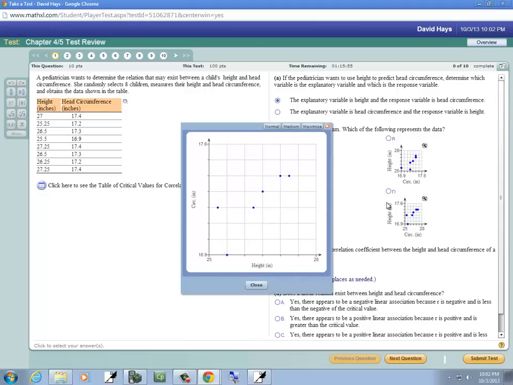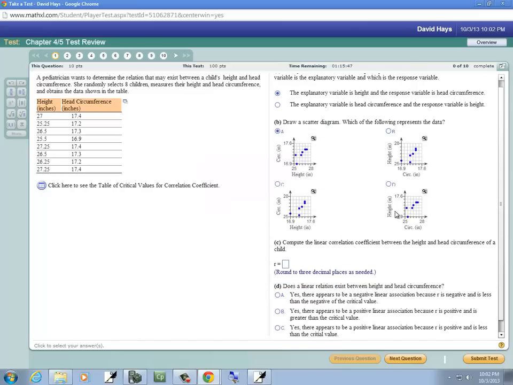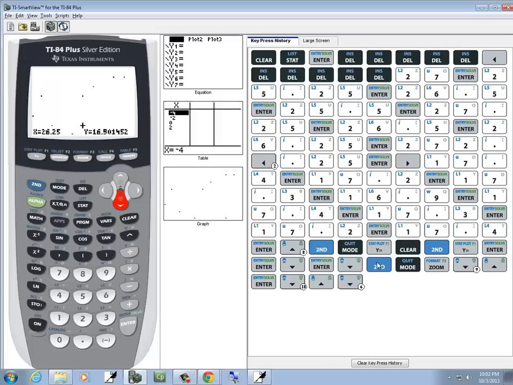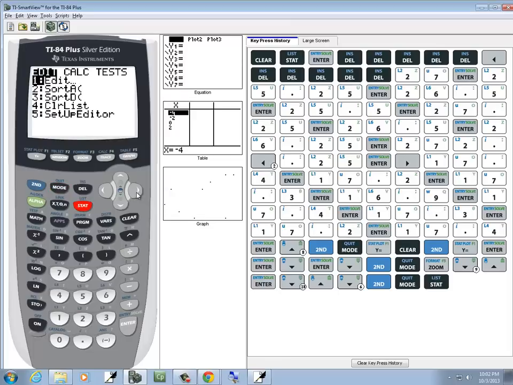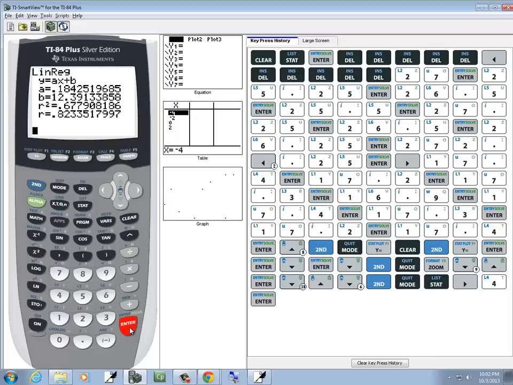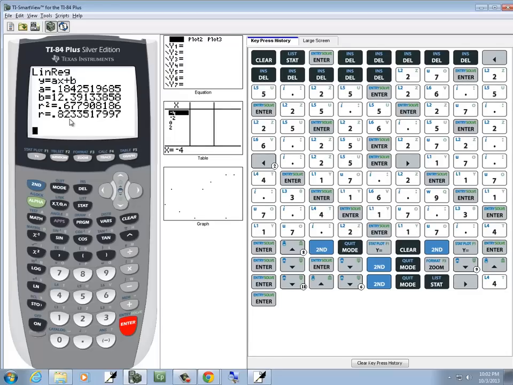This graph and the other graph looked almost exactly the same. I wasn't looking at it close enough. See how it says height on the bottom? So that's what we want. Okay, compute the linear correlation coefficient. I'm going to exit out, do second mode, choose stat, right arrow to calc, and choose number 4. Then I'll press enter, and it assumes that you put your x values in L1, your y values in L2. So the r is the correlation coefficient, and they want it to 3 decimal places. So 0.823.